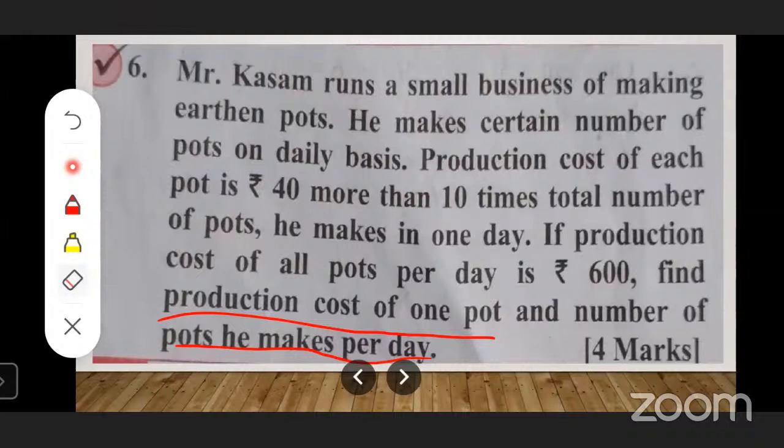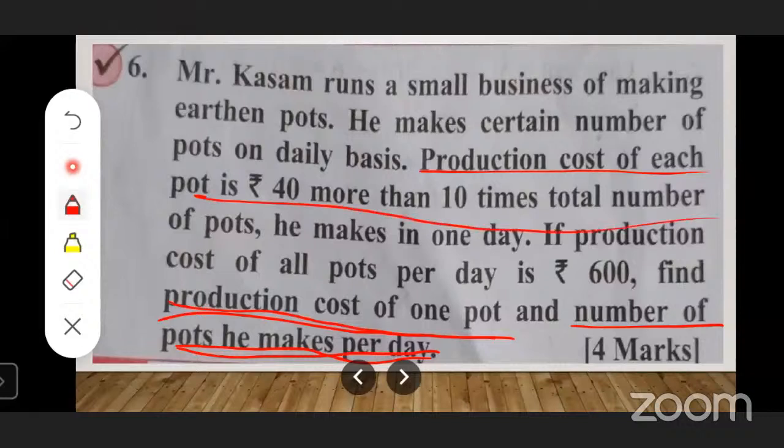Now, what do you have to assume first of all? You have to assume the number of pots he makes per day. Assume the number of pots he makes per day is X. The production cost of one pot you will get from this condition. The production cost of one pot will be 10 times the total number of pots plus 40 rupees more, that is 10X plus 40. That will be the production cost of one pot. Okay, let us move to the next slide.